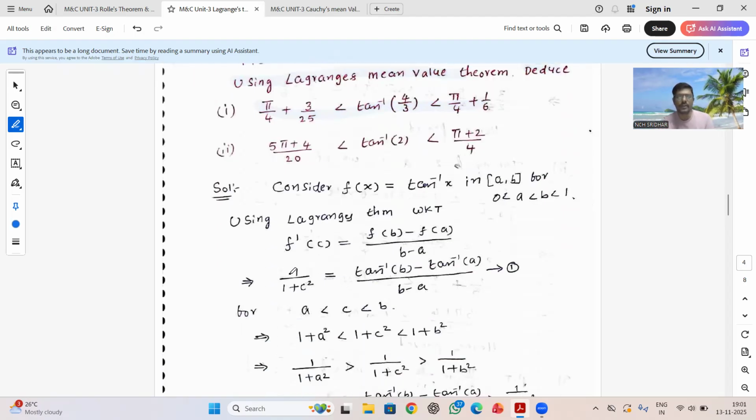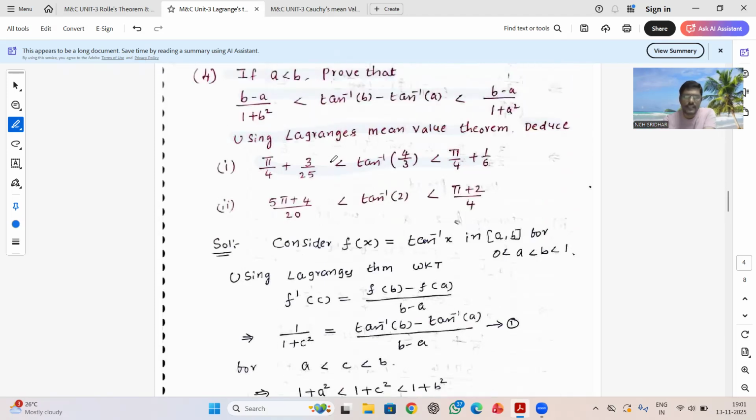For this type of problem, first we need to observe what trigonometric function is given. Here tan⁻¹b − tan⁻¹a exists in the inequality which is given to us. We need to prove that. So we consider f(x) = tan⁻¹x, because tan⁻¹b and tan⁻¹a are there in the inequality. So we take f(x) = tan⁻¹x in the closed interval [a, b] for 0 < a < b < 1. This is also given in the problem.